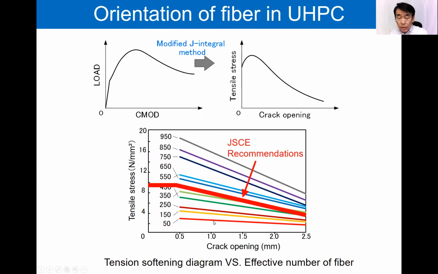Incidentally, this thick red line is the characteristic value of the softening diagram given in the JSCE recommendation. It was shown that the JSCE characteristic value is about half of the value when the fibers are oriented perfectly perpendicular to the fracture surface.